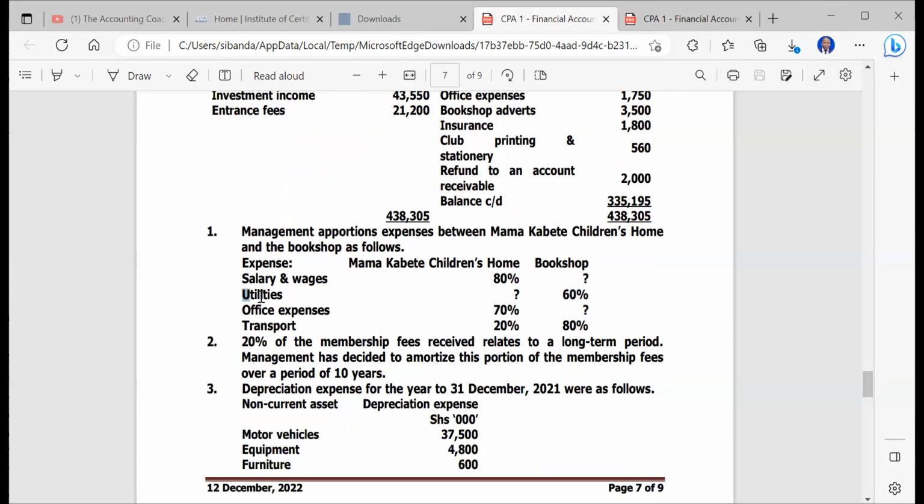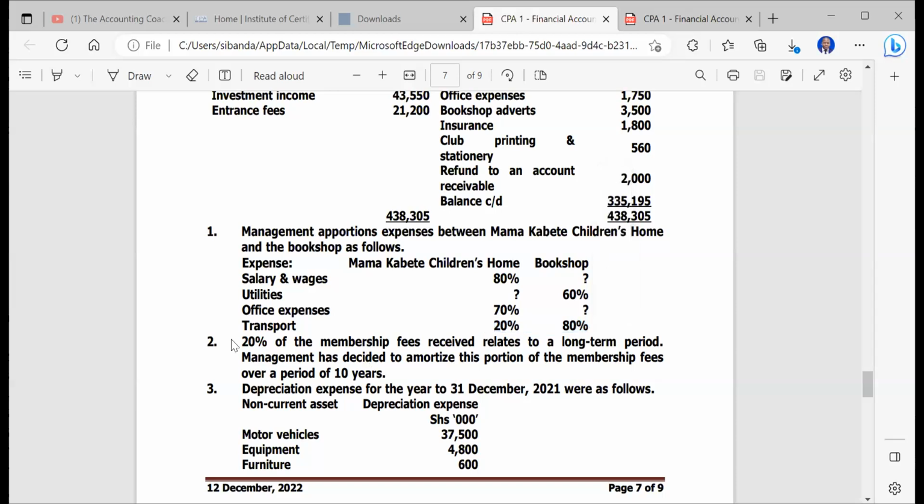The same thing with utilities. They have put 60%, means that this one will have 40%. Office expenses, this one has 70%, means that this one will have 30%. That is where there is a question mark. They have even given you an example here. You can see for transport, here there is 20%, then here there is 80%. So when you add the two things, they actually give you 100%.